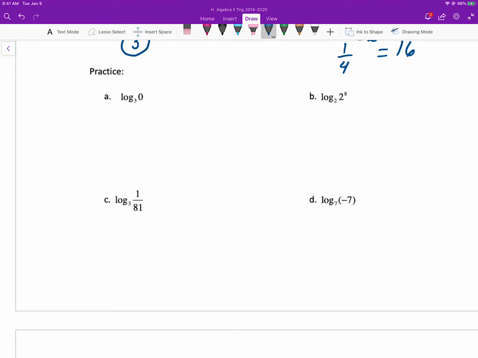Okay, so for the first one, we're looking for 3 to what power is going to equal 0. And then there isn't an exponent. There isn't anything we can raise it to that will equal 0, because negative numbers would be reciprocals, and 3 to the 0 power would give us 1, so we call that undefined. So that's just undefined, because it's not possible.